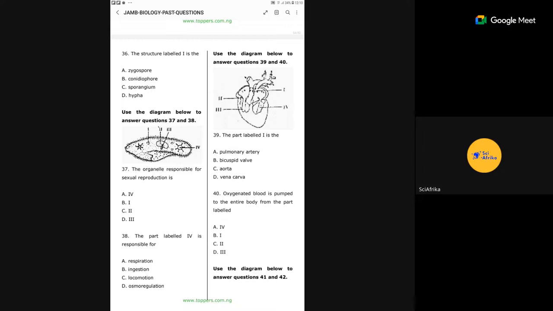Looking at that diagram, the part labeled I is pointing to an artery that carries blood away from the heart. The pulmonary artery carries blood from the heart to the lungs for oxygenation. The blood that goes around the body has to be oxygenated. So blood in the heart has to go to the lungs to receive oxygen. Then it goes back to the heart, and from there it is pumped to the general body.